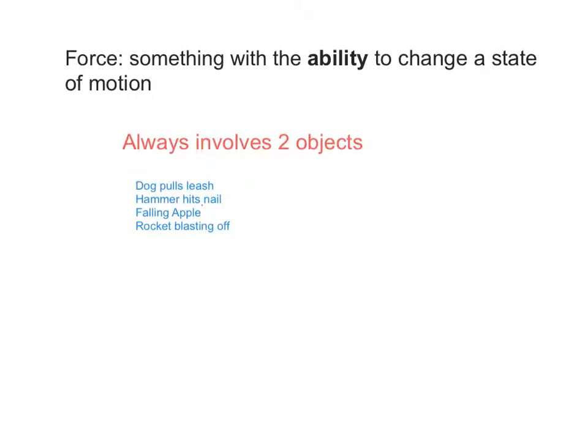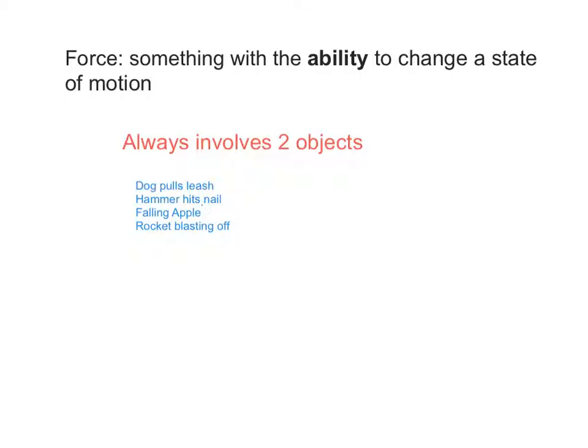We also in class determined that we had a specific name for this thing that was capable of changing the state of motion for an object. And we call that a force. And it's important to understand that a force is not something that will change a state of motion for an object, but it has the ability to. And with a force, it will always require two objects that are interacting. It takes two to accelerate.